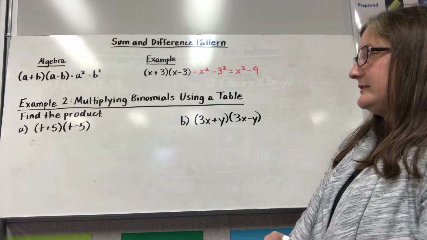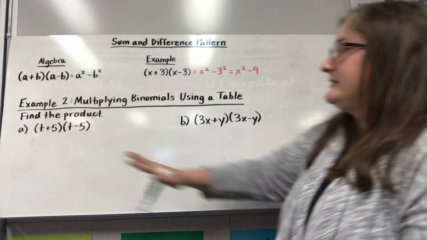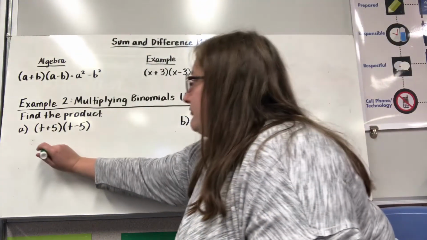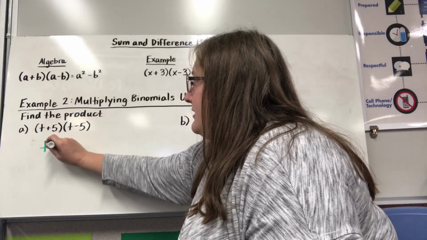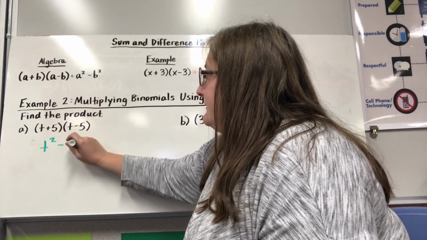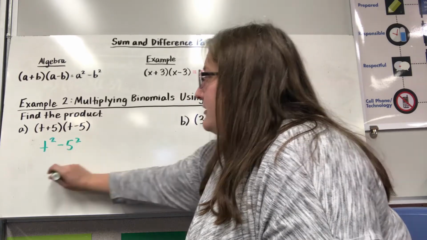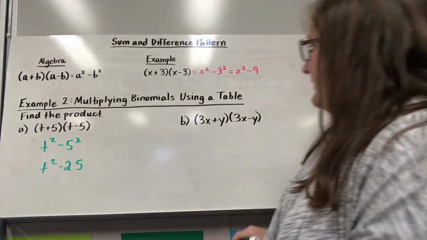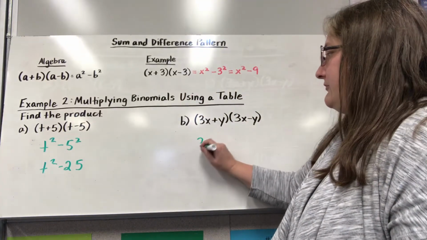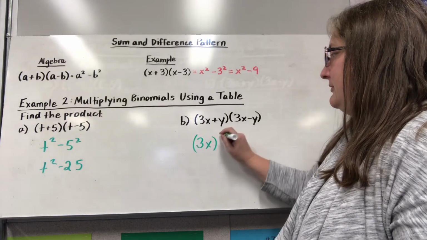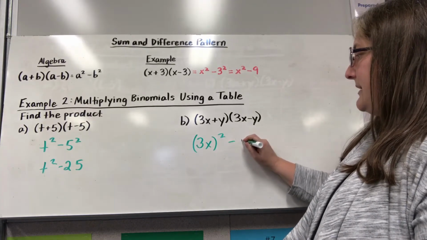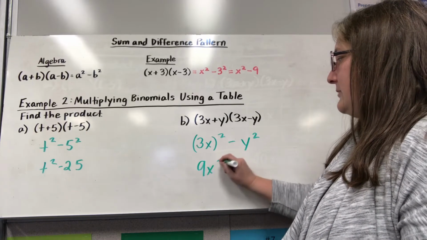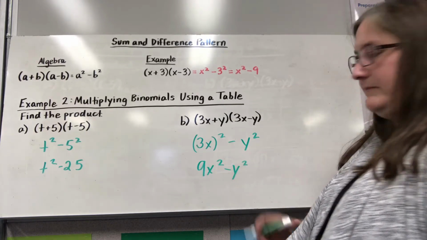Let's try a couple of these. So when I see it's a sum and a difference of the same two terms, it's going to be the first term squared, t squared, minus the second term squared, 5 squared, or in this case, t squared minus 25. Here my first term is 3x. It's going to be my first term squared minus my second term, y squared. So here I get 9x squared minus y squared.